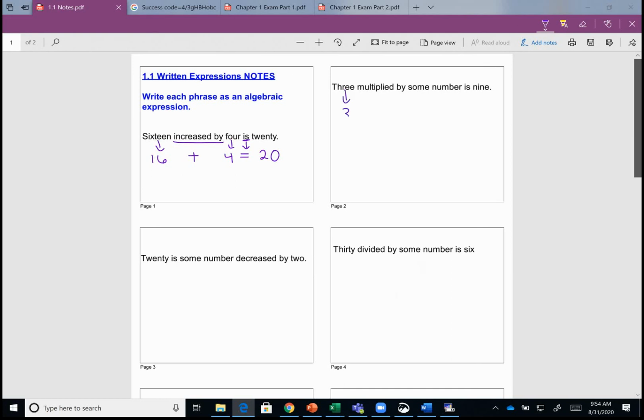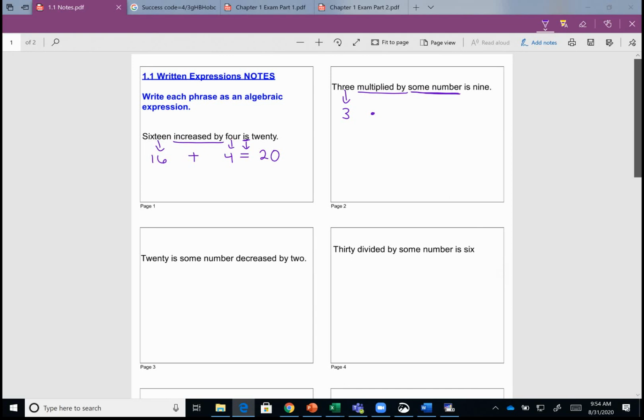3 multiplied by, I'm hoping that word multiply gives us that key. I want to start using the dot for that. Some number, another phrase that was not on our foldable. Some number is a number we don't know. If it's a number we don't know, we use a variable.